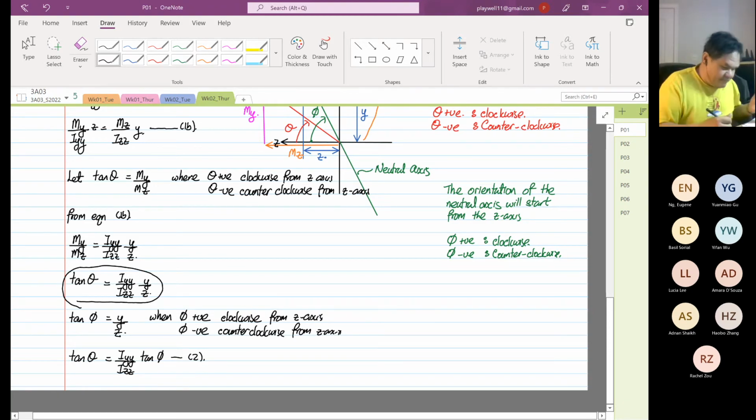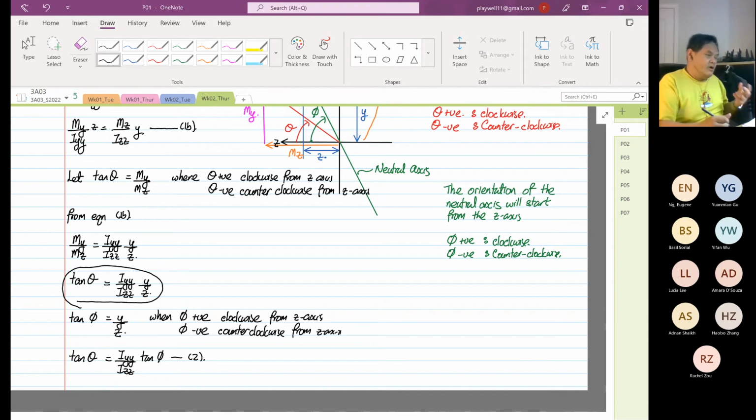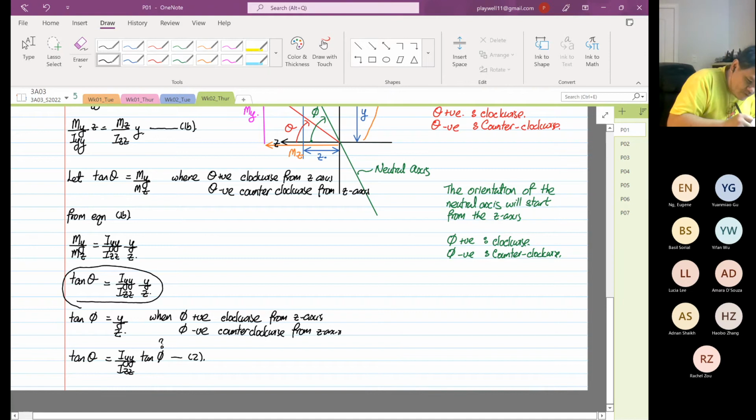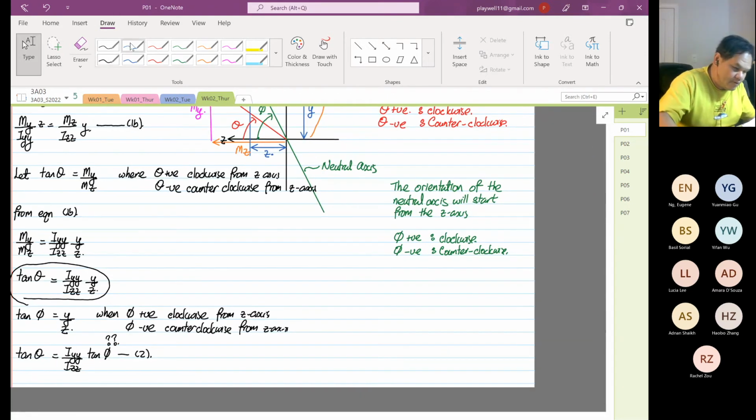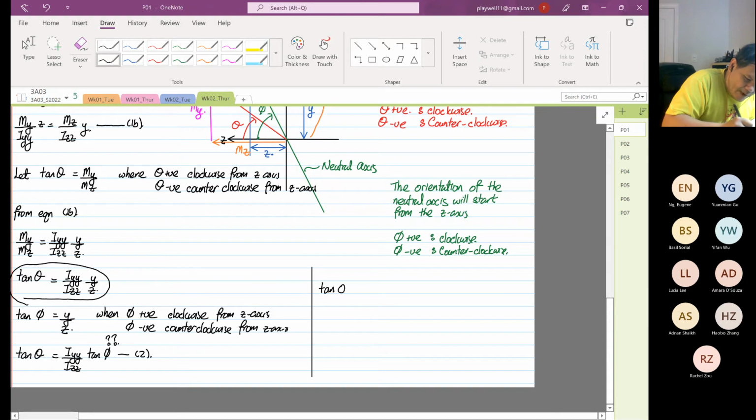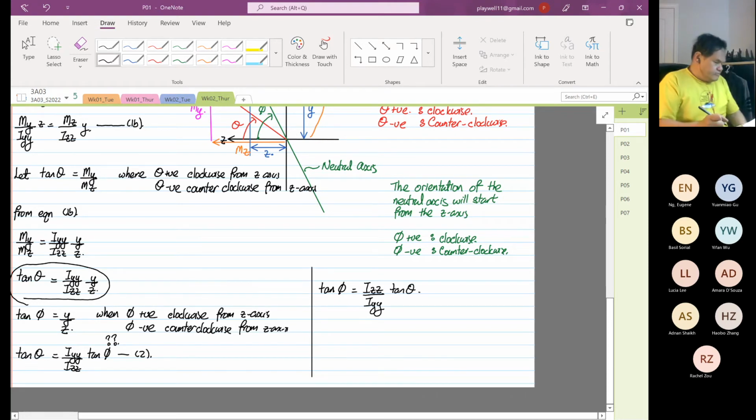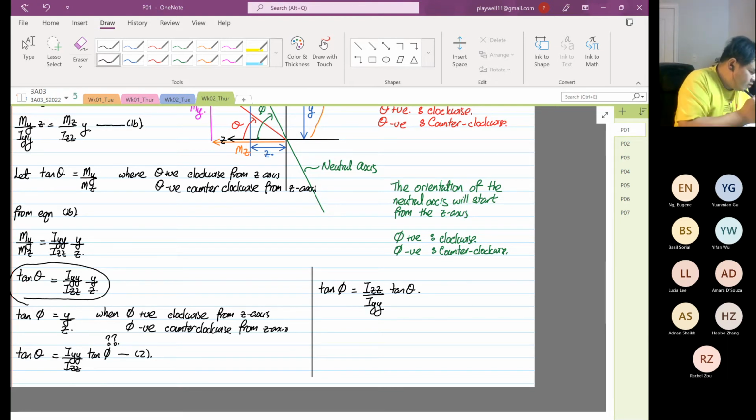So the objective is to find the orientation of the shear angle, the orientation of the neutral axis. So we want to find what is pi. Okay. So I will write over here. The final form to determine the orientation of the neutral axis is tangent pi is equal to Izz over Iyy, and then this is our tangent theta. Okay, so this is used to determine the orientation of the neutral axis.